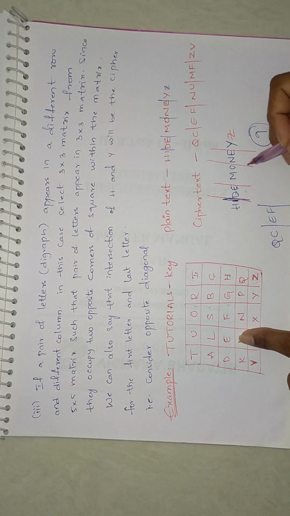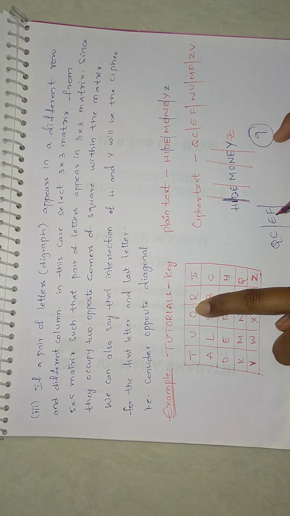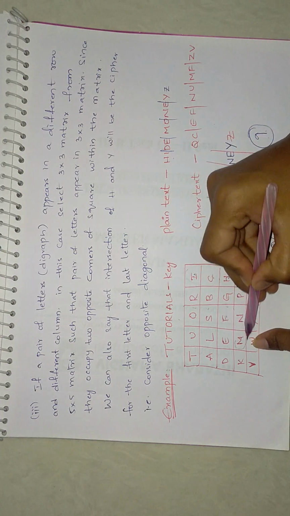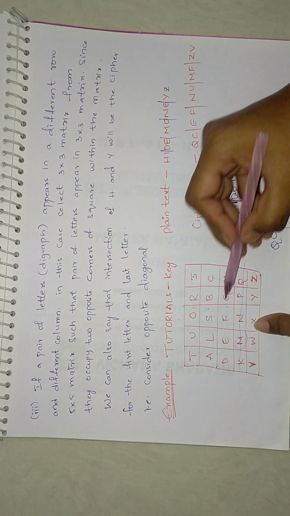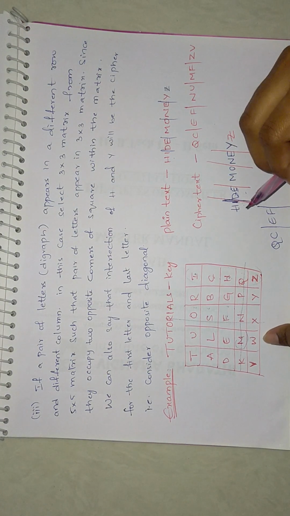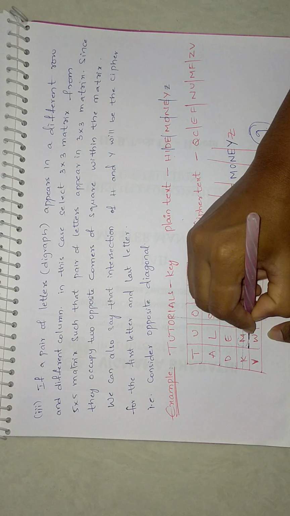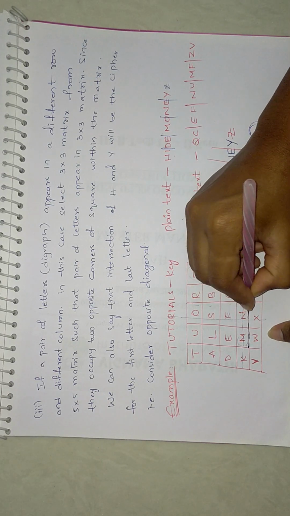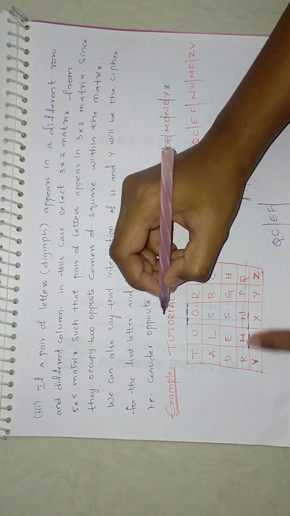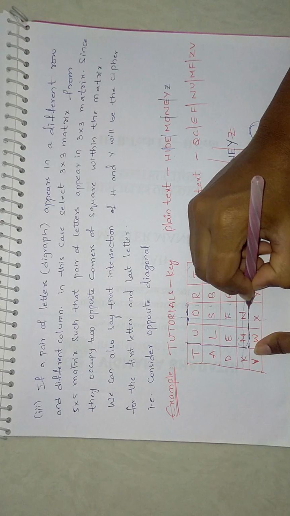M is here. And then where is O? It's here. See, M is here, O is here. So they are not in the same row and not in the same column. So now, as I told you, you have to make a grid. Make sure that the grid has M and O as its corner letters. So this box to this box, you have to make a small grid.